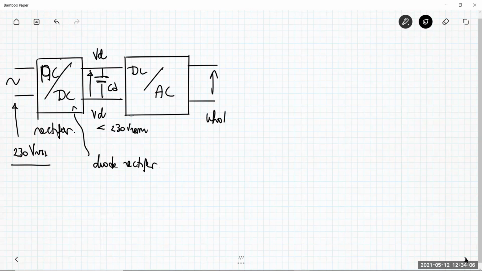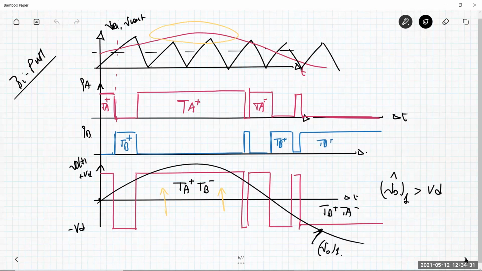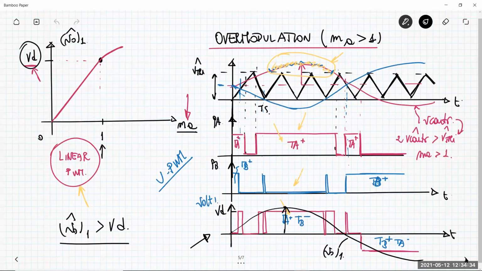What happens if you need exactly 230 volt RMS? Using linear pulse width modulation, at the maximum you can obtain the input voltage VD, which is a little bit less than 230. So you need to increase your fundamental component at the output a little bit. The only way to do that is to increase MA over 1. So this can be a situation that is useful for using overmodulation.